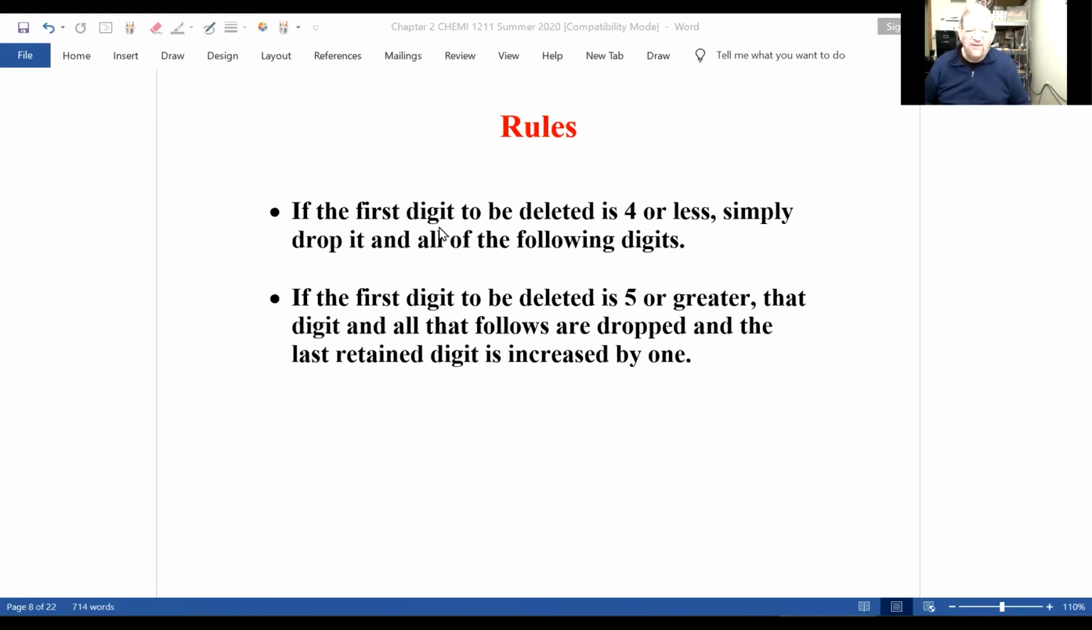All right, for rounding off, and you already know this, but let's go through it. If the first digit to be deleted is 4 or less, simply drop that and all following, and I'll modify this slightly. Same thing for the next one. This is from your book. If the first digit to be deleted is 5 or greater, that digit and all that follows are dropped, and the last retained digit is increased by 1. Well, let's take a look at this.